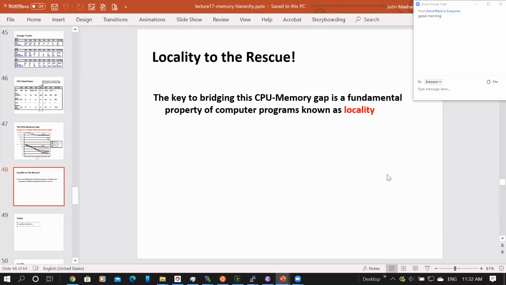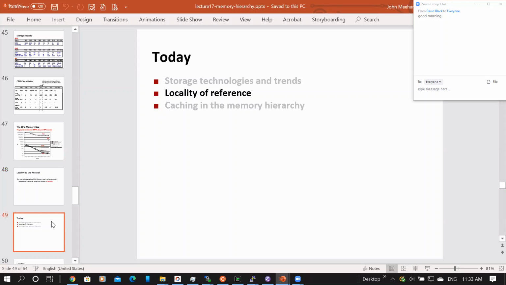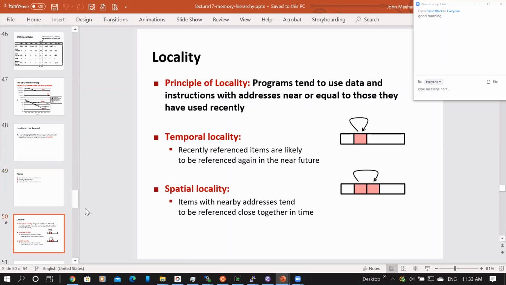The key to bridging the CPU memory gap is the fact that programs exhibit types of locality. So here's what we mean by that. We have two types of locality. Locality can be spatial locality, and it can be temporal locality.